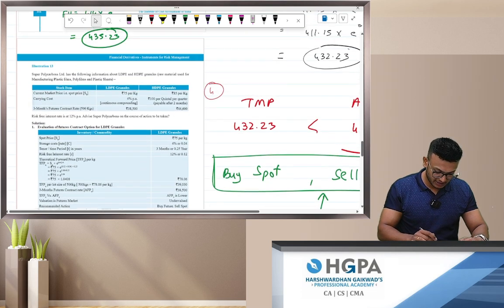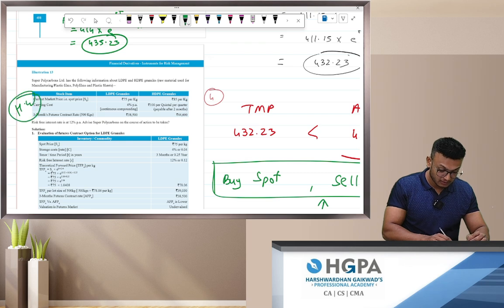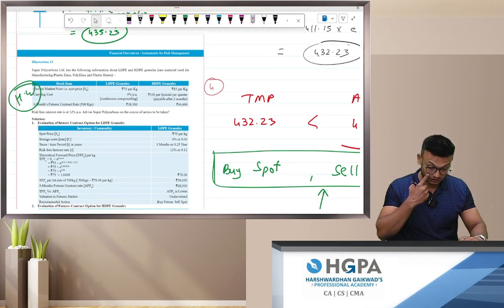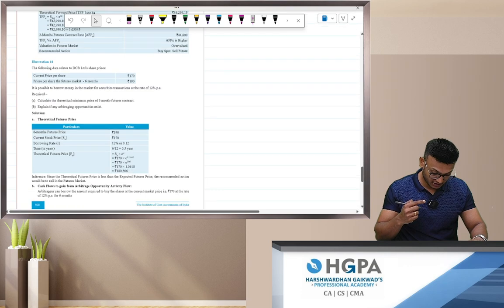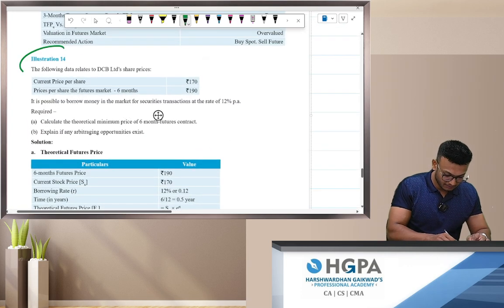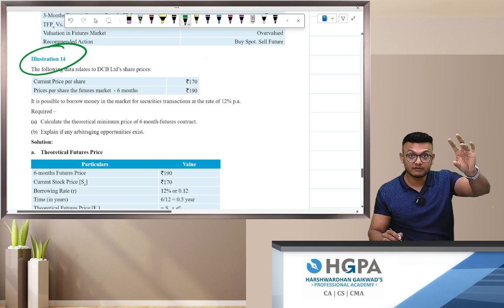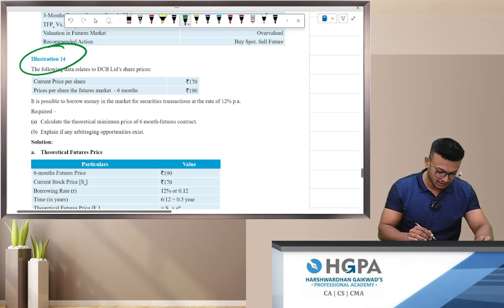This one you do for homework. Why? It is the same thing. There is no recommended course of action here, meaning it is not the arbitrage one. So question 12 and question 14, do them for practice. Okay, same thing is there.